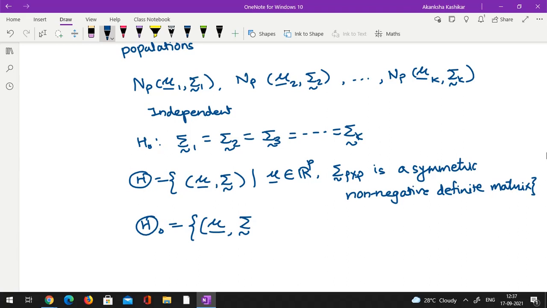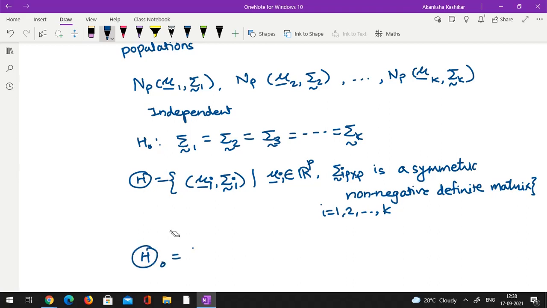Does anyone see some mistake here? Can anyone spot some mistake here? We have K sigmas, correct, and we have K mu's. So I have to write mu_i, Sigma_i. Every mu_i is in R^p, every Sigma_i is a symmetric non-negative definite matrix, and this is true for i going from 1 up to K. I am not talking about a single mu or single Sigma now. I am talking about K mu's and K sigmas.